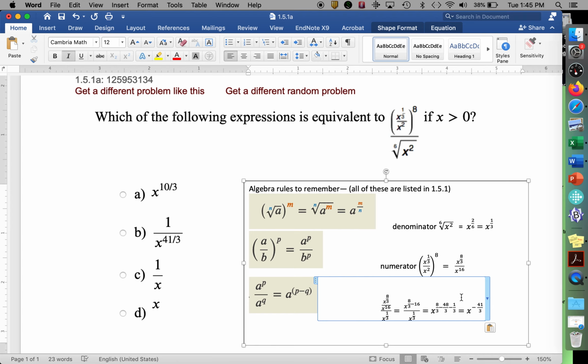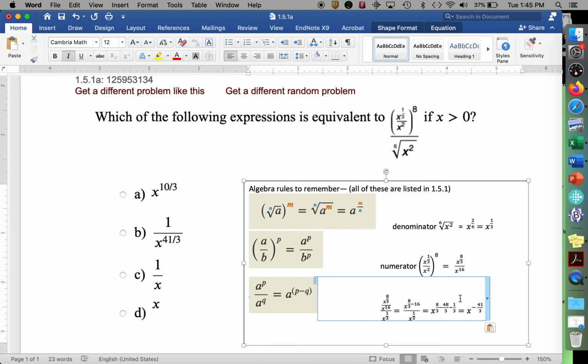Then I want to apply that rule again by subtracting the 1/3. So I have x to the 8/3 minus 16, and I rewrote our 16 as 48/3, so we'll have a common denominator. And then subtracted the 1/3 from our denominator of our fraction. Alright, so 8/3 minus 48/3 would be negative 40/3, minus one more third would be negative 41/3.